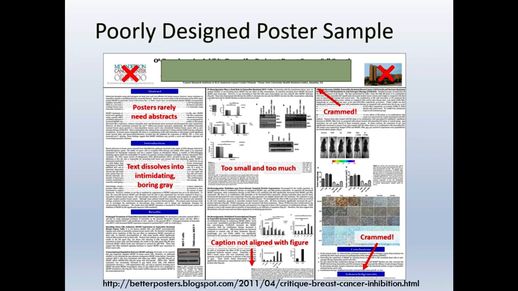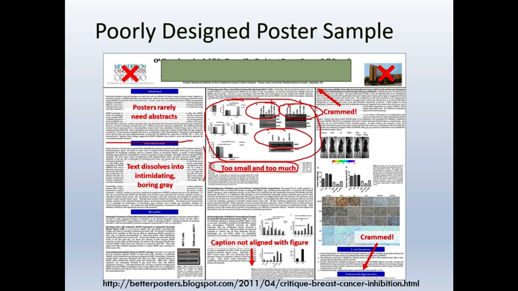So let's have a look at a poorly designed poster sample. What's the first thing you see here? We see too small and too much information. This is the real problem in this poster. We have too much information. These are really unreadable. The poster shouldn't look like this. And your graphs or tables, the numbers here should always be readable. These are unreadable and too small.